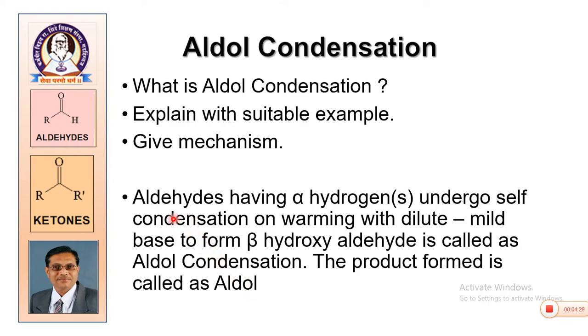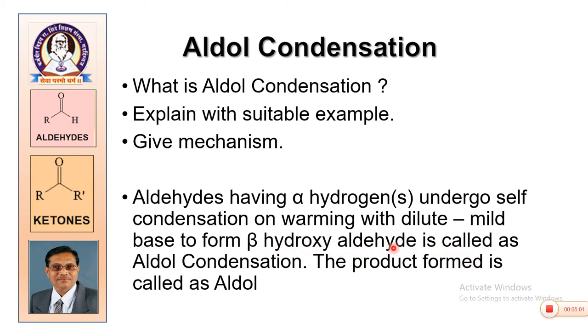So, what is the feature of this reaction? The feature of the reaction is it is related to aldehydes, of course, or ketones also having alpha hydrogens. The substrate must have alpha hydrogen. When the substrate has alpha hydrogen, it undergoes self condensation, means two molecules of the same compound undergo the condensation reaction. And what is the catalyst? It is dilute mild base. The product obtained is beta hydroxyaldehyde.